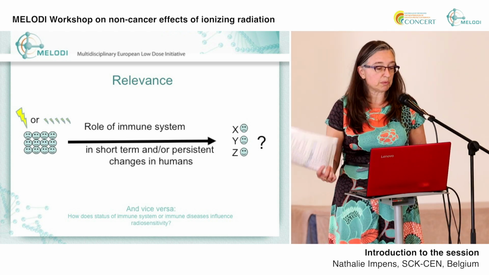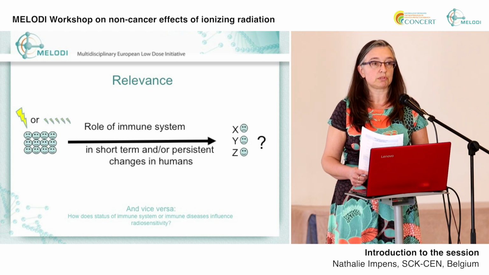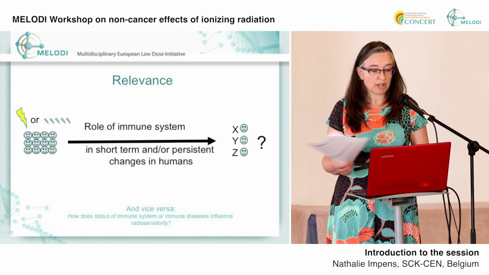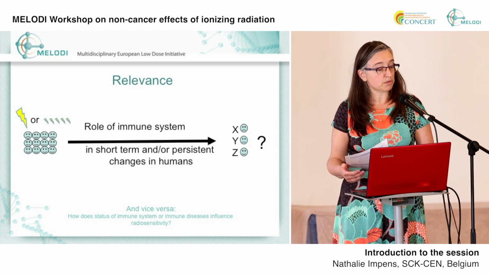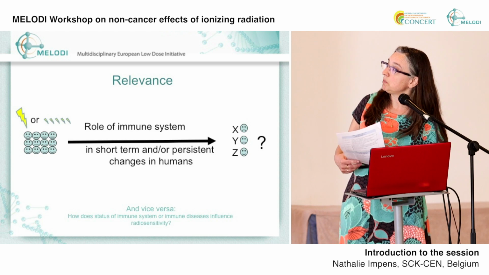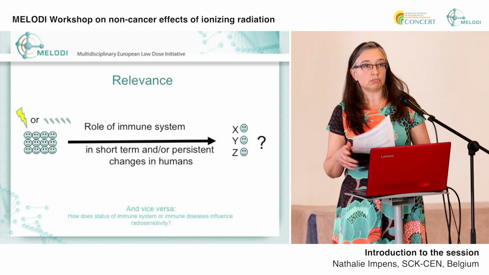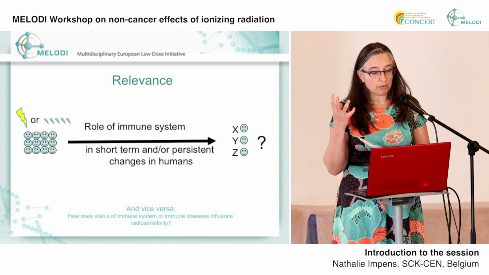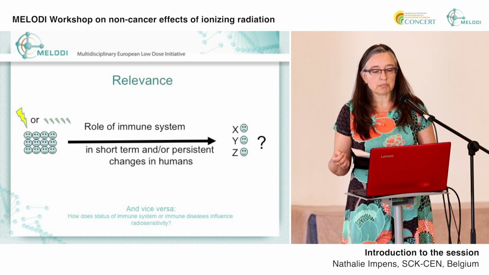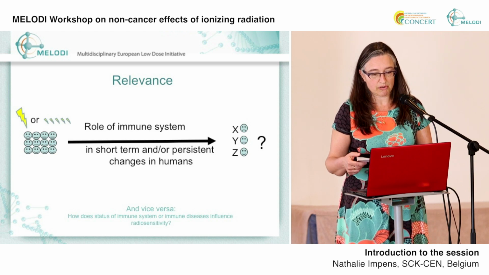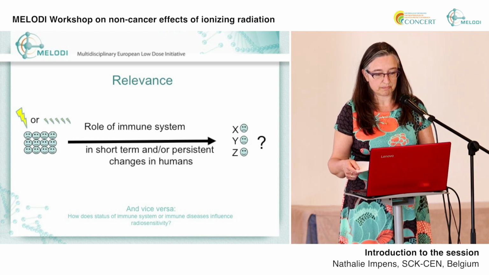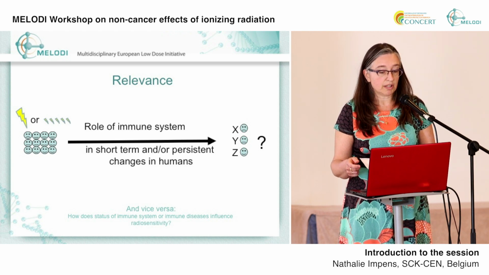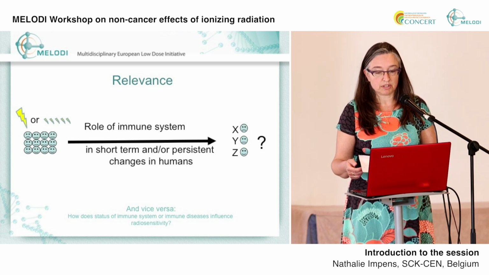So we have a human population that can be exposed to one dose, which can be a high dose, or it can be a long-term small dose, and we have some healthy people, we have people who are not too healthy, we have patients. And what is the role of the immune system if we have exposure to this ionizing radiation, in the short term, or by persistent changes in humans?